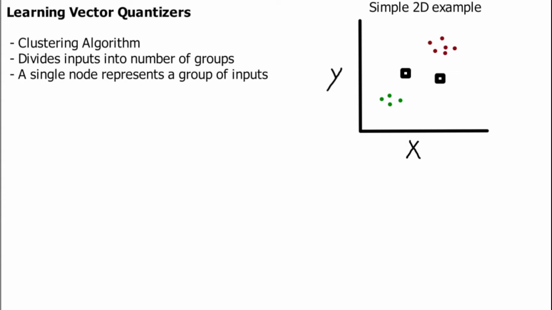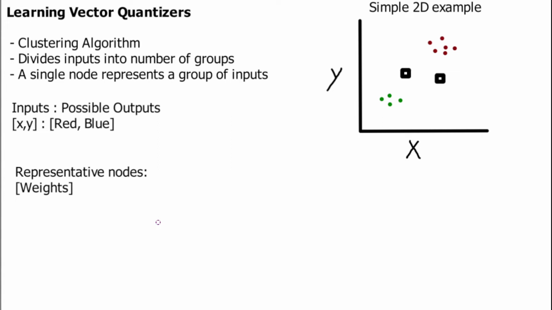We can illustrate all of what I just said using some notation, here on the left. The inputs are essentially your descriptive features, that is your weight and your height. Your possible outputs are the sort of groups that they might fall into, such as guys or girls, or red and green. Just ignore the fact that I said blue here, but they're green over there. And these two blocks here are what we are going to use to represent these groups. They are the representative nodes.